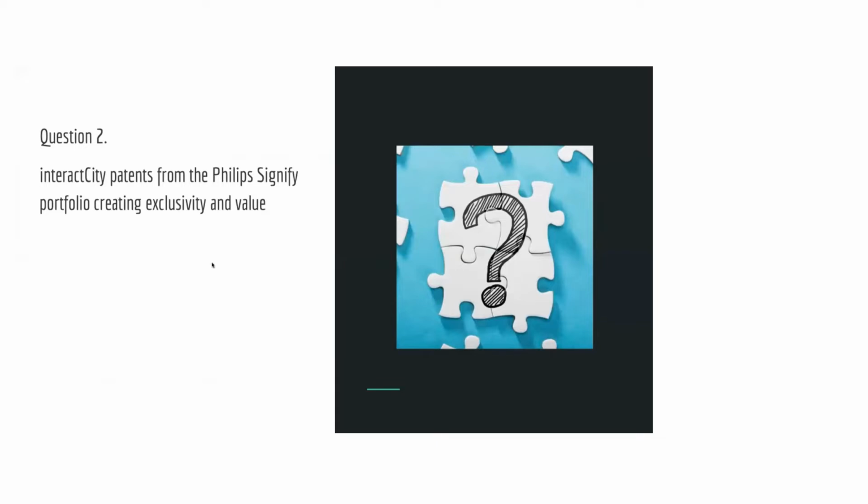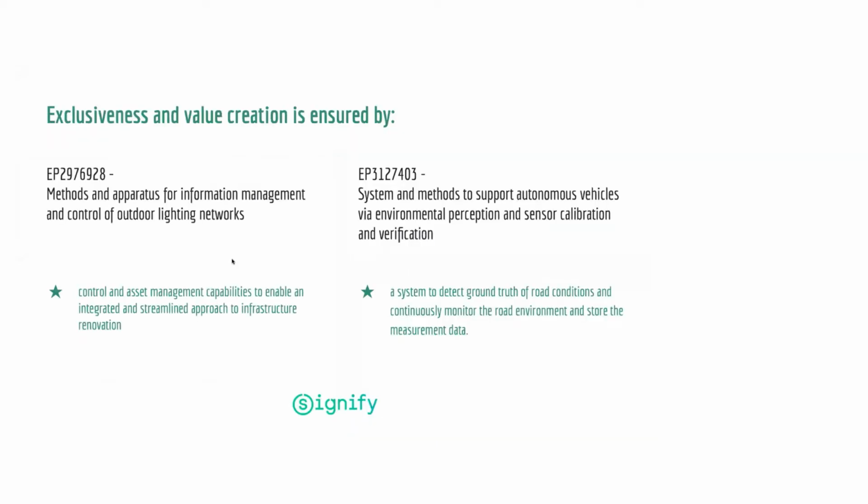Thank you, Felipe. So we identified two patents, which protect the exclusivity of this Signify solution, and also those patents give value to this solution. Next slide, please. So the first patent is about a method for information management and control of outdoor lighting networks. And the second one is about a system which supports autonomous vehicles via environment perception and sensor calibration and verification. So we will start with the first one.